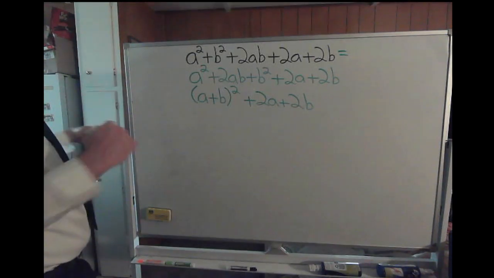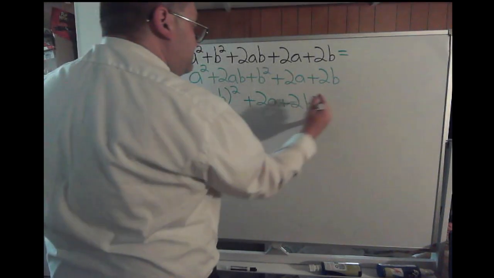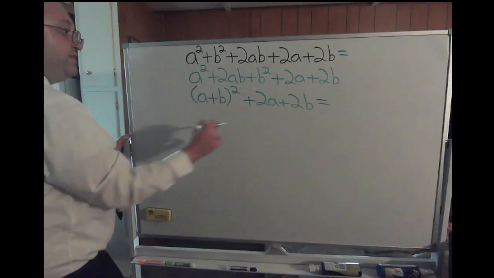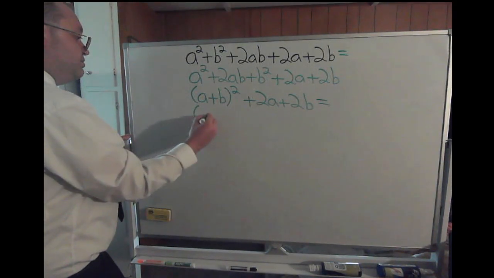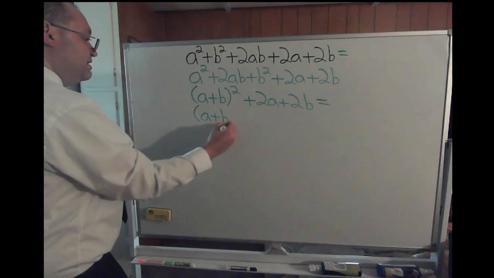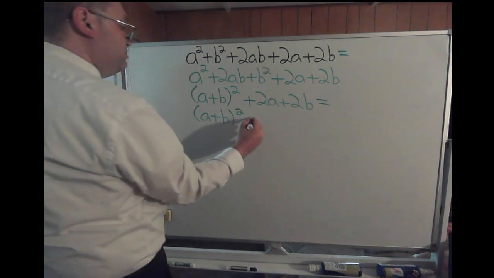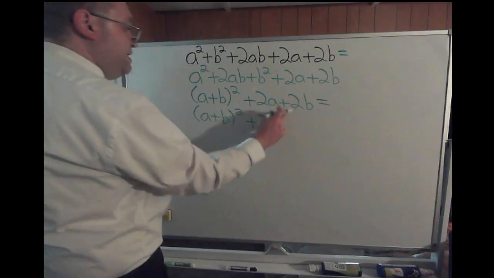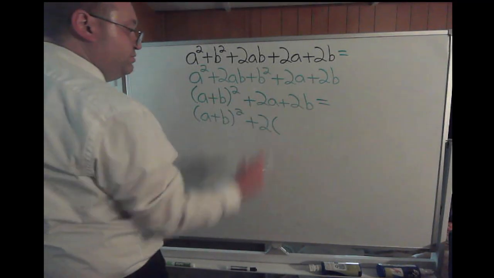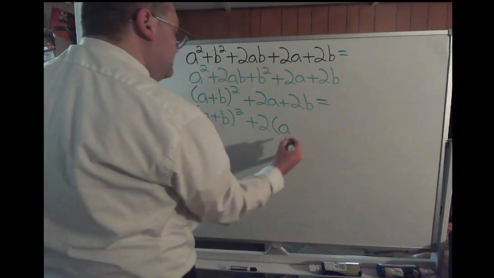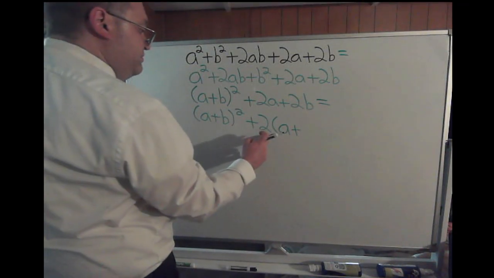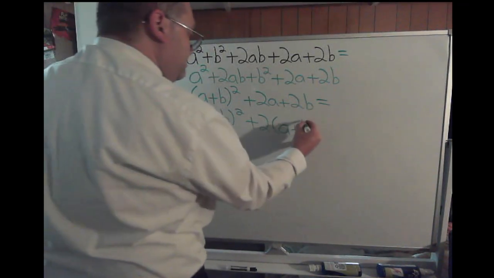It looks to be that we can factor a little further. That 2a plus 2b, they have a common factor of 2. So you'll have a plus b, that quantity squared, plus you'll take your 2, factor that from your 2a plus 2b. 2 times what equals 2a? Well, that'd be a, plus you have 2 times what equals 2b? Well, that'd be b.